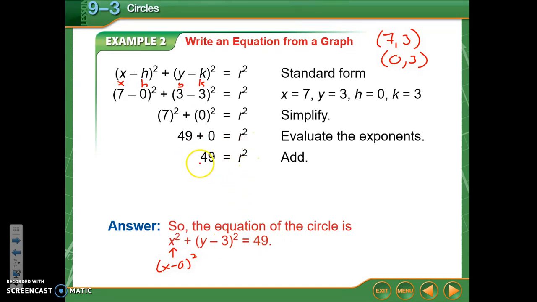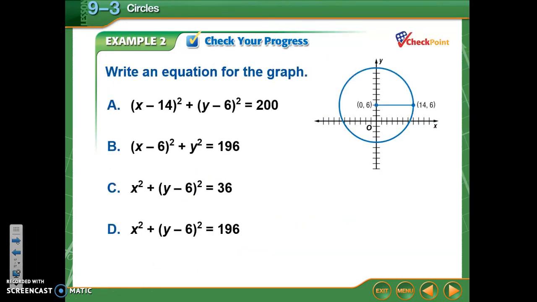And we could have figured that out from the graph pretty easily. But if it was a situation where you could not count your radius and you just knew the point, then you would have to do it this way. All right, try this one from this graph. Write the equation.